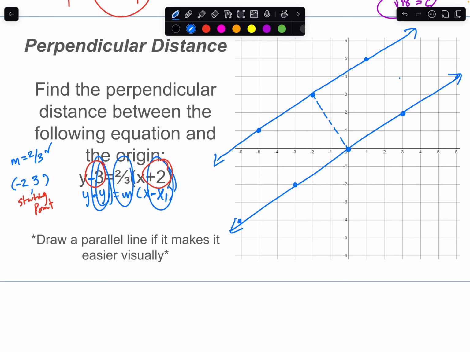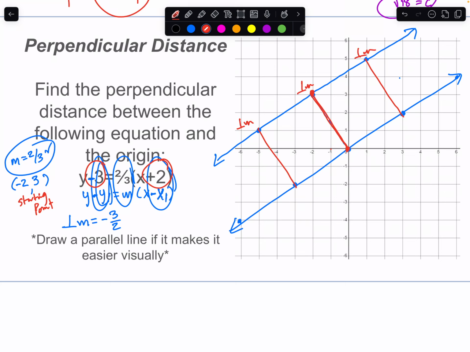Now, the slope was 2 over 3. The perpendicular slope should be the negative reciprocal of the slope. We're going to flip the fraction and change the sign. So I pick a point and go down 1, 2, 3 over 2. And this is the distance that I care about. I can use these two, down 3 over 2. It doesn't matter which point you use, as long as the slope here is always the perpendicular slope.